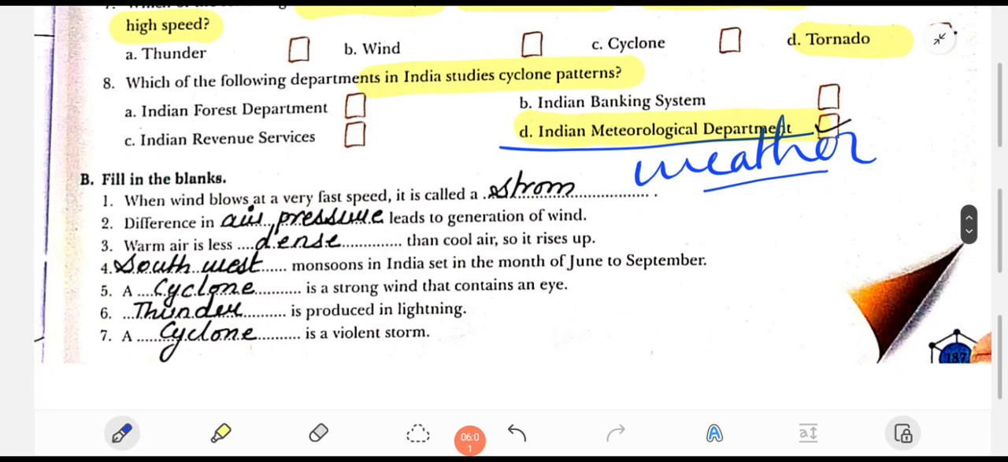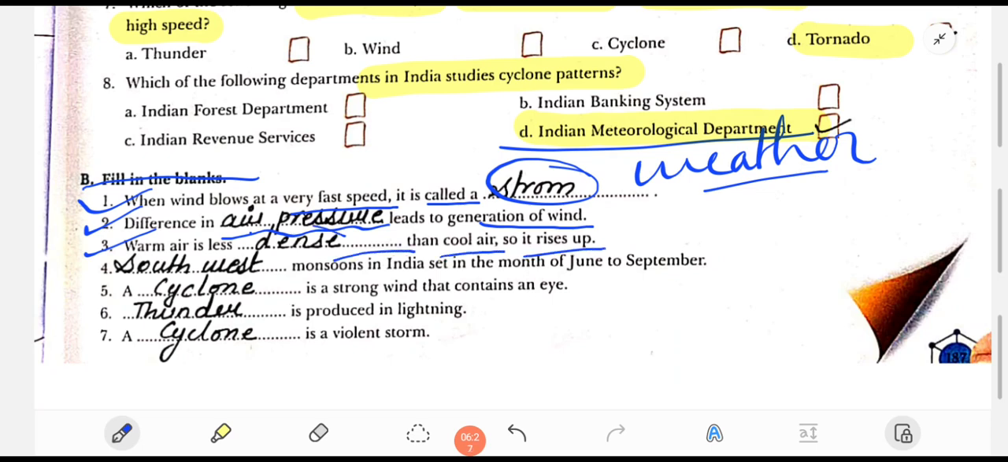So the next question here is fill in the blanks. So first is, when wind blows at very fast speed, it is called as the storm. Second is, difference in dash leads to generation of wind. So difference in air pressure. Third, warm air is less dash than cool air, so it rise up. So warm air is less dense.